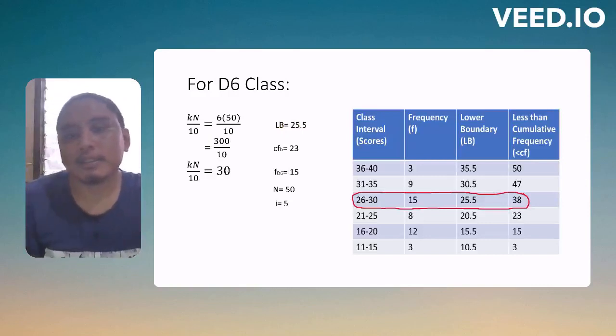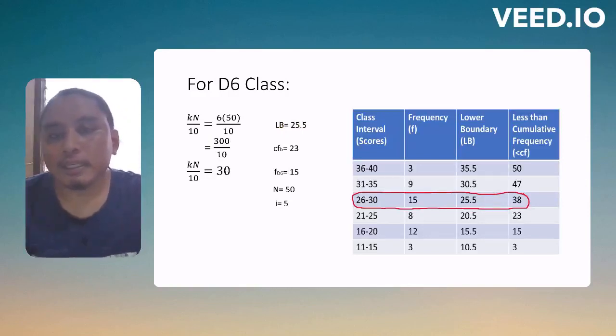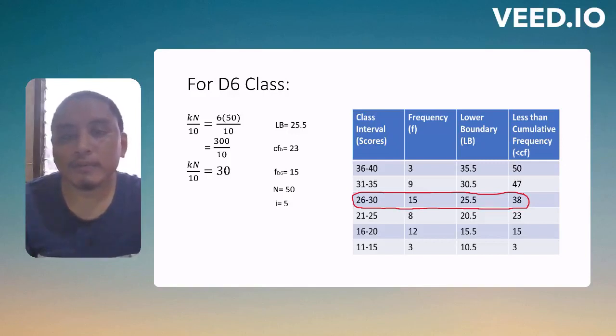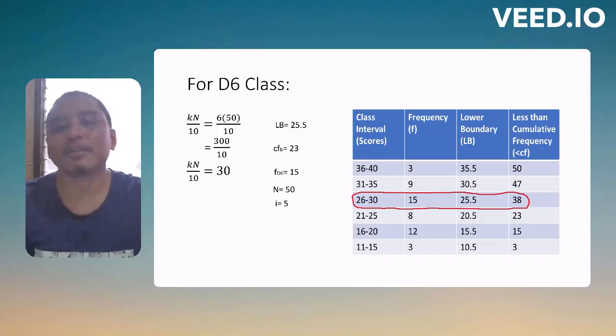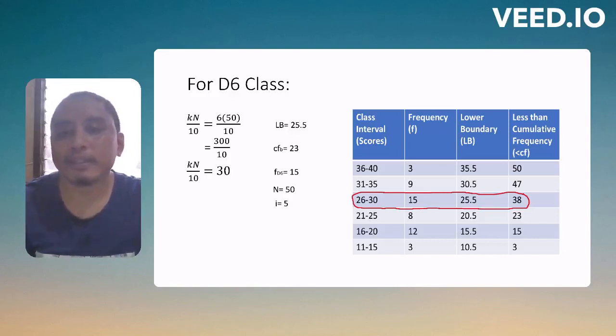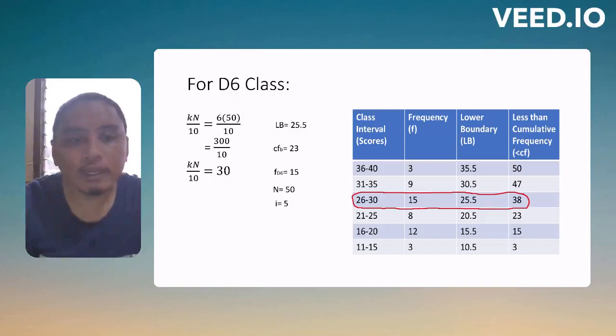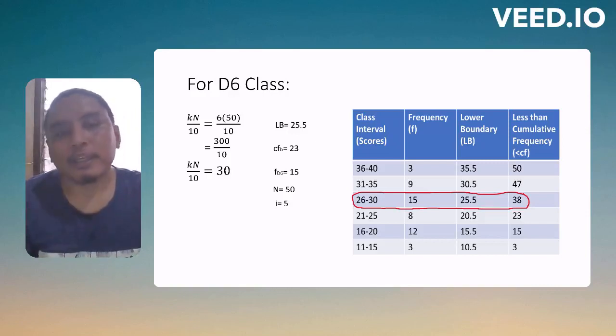So D6. So Kn over 10 is equal to 6 multiplied by 50. 6 here is the decile value needed, and 50 is the total frequency over 10. So 6 times 50 is 300 over 10. So 300 divided by 10 is 30. So our Kn over 10 is equal to 30. So 30 belongs to the class interval 26 to 30 because the class interval 26 to 30 has a less than cumulative frequency of 24 to 38.